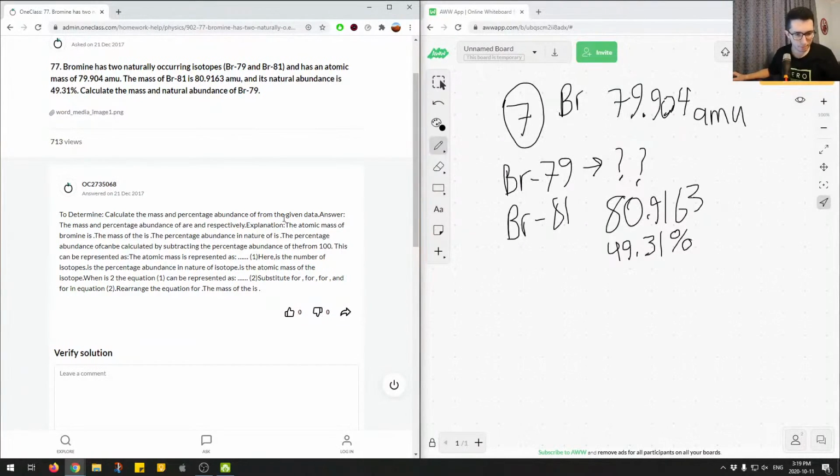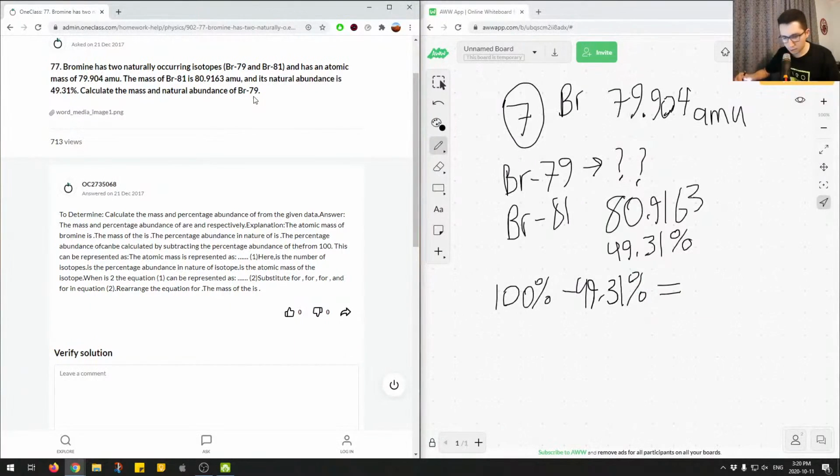The first thing we have to understand is that because we have two naturally occurring isotopes here, let's answer the first part. We can easily find the natural abundance of bromine 79. By the way, this is kind of a chemistry question, not really a physics question, but we're going to go through it anyways. For the abundance of bromine 79, we can say 100% minus 49.31%. This gives us the abundance, because we only have two isotopes and they both have to add up to 100%.